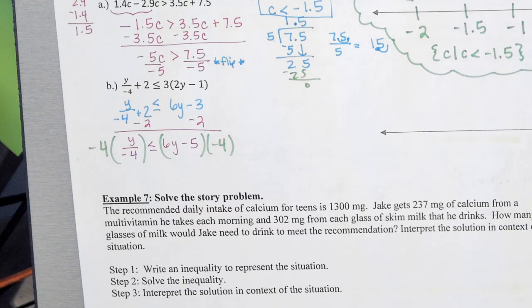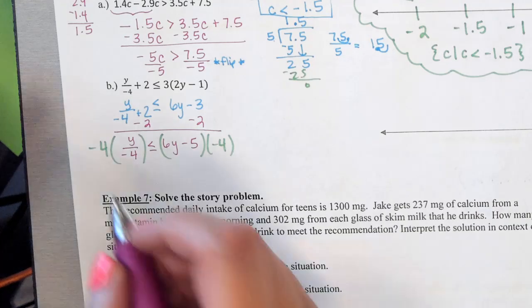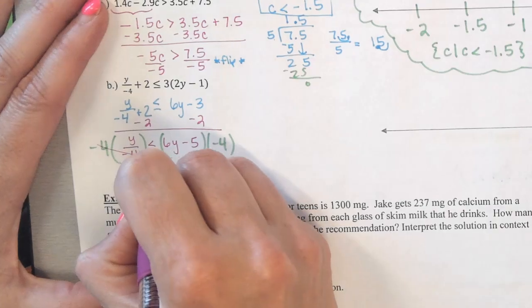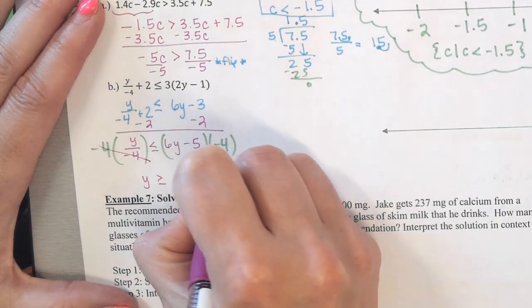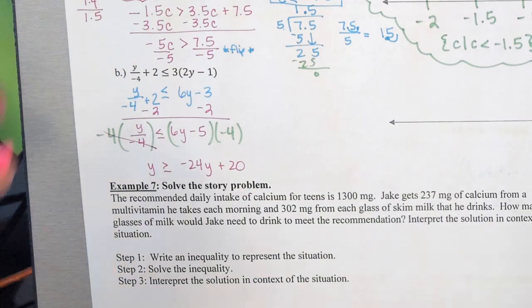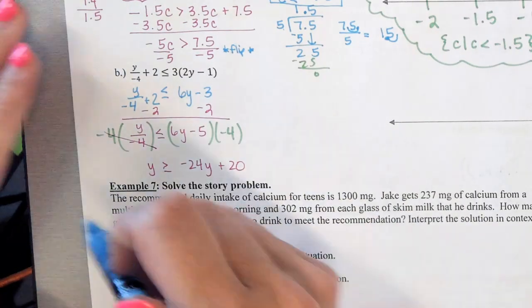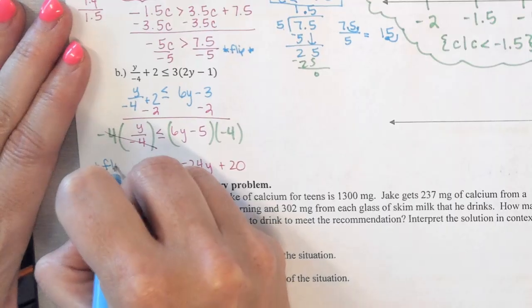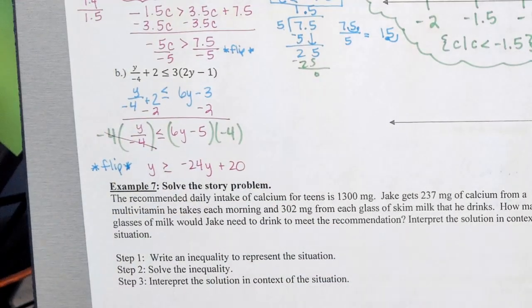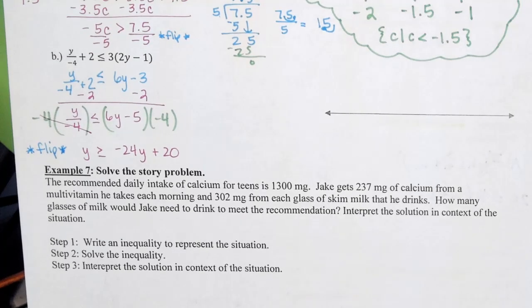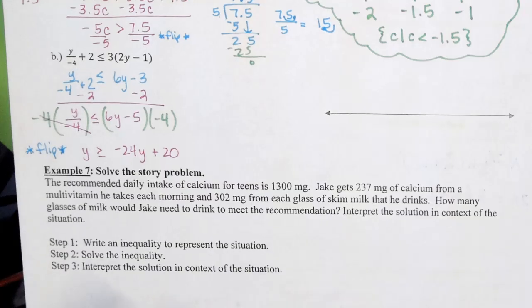All right, so then we get y is less than or equal, or sorry, greater than, because we're switching. Y is greater than or equal to negative 24y plus 20. Negative times a negative is going to be a positive. And then I write down flip, like for my notes, so I'm not like, oh, why did the sign change? I like to see that. That usually reminds me what I need to do here.